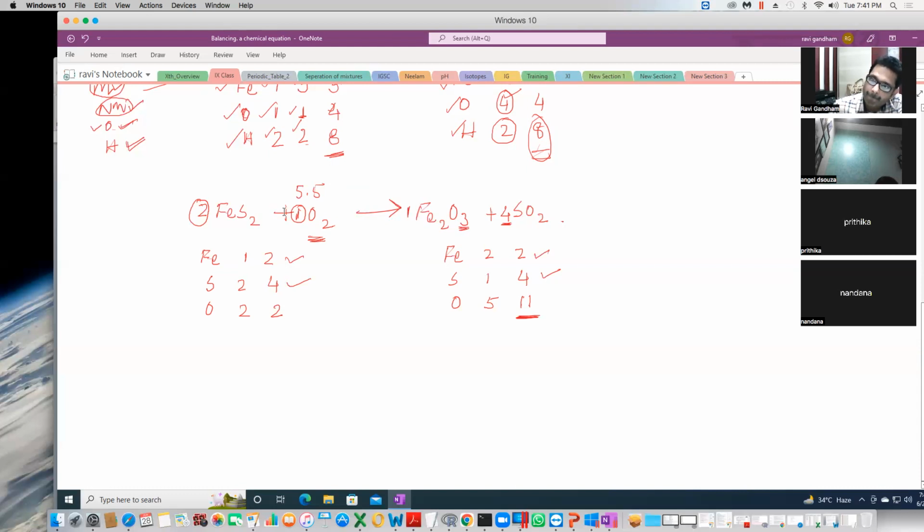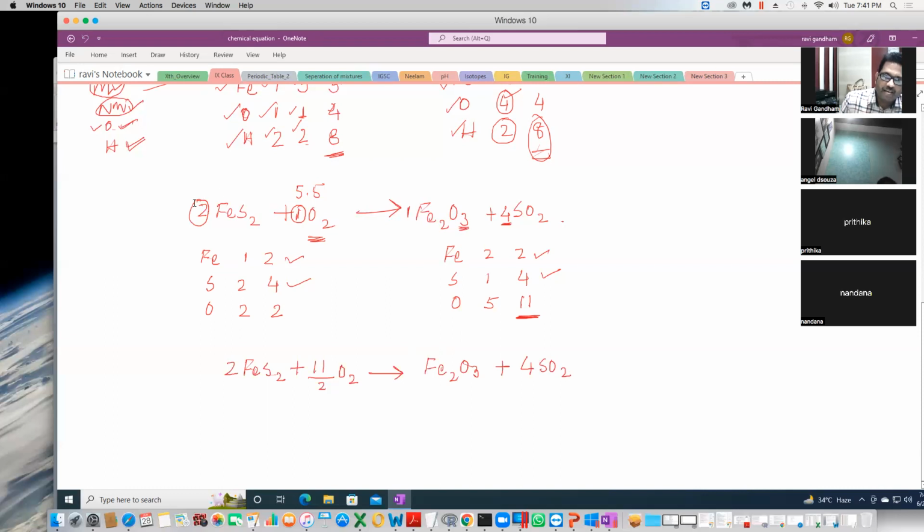Clear? Okay. Now what we do is we write the same thing here. Look at me. We are writing 2 FeS2 plus 11 by 2 O2, because 5.5 can be written as 11 by 2, and this gives Fe2O3 plus 4 SO2. This is clear till here, guys? The same thing I've written.